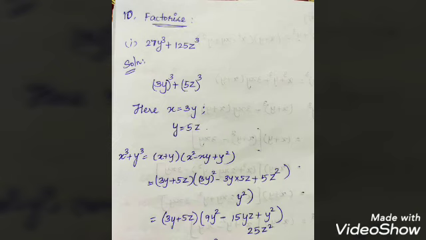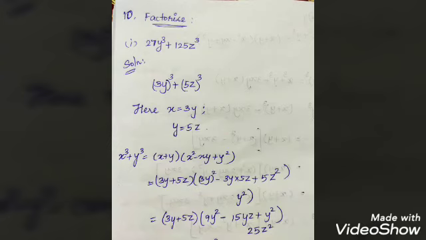So first we have to find the perfect cube. 27 means what is the perfect cube? 3. 3 into 3 into 3. So (3y) the whole cube plus 125 means 5 into 5 into 5. So (5z) the whole cube.